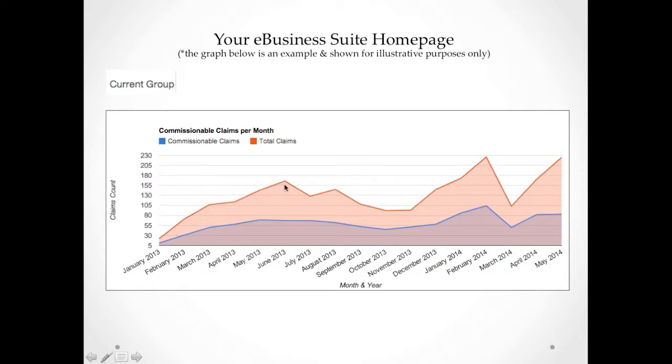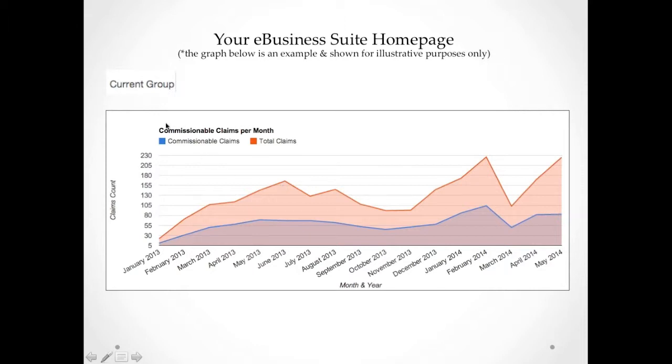At any point in time, you can hover over a particular point on the graph, and the system will display how many claims you had for that particular month at that point in time. And you can do that on either one of these lines when you're in your back office.